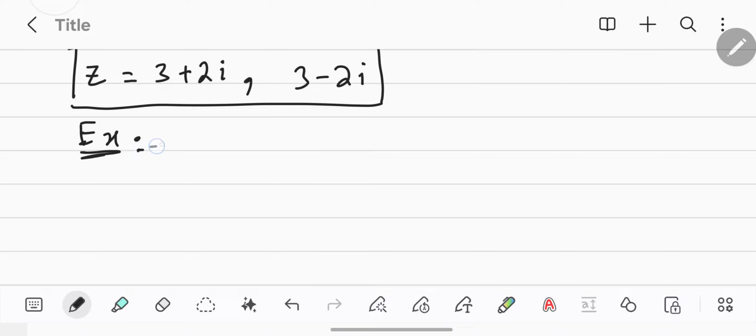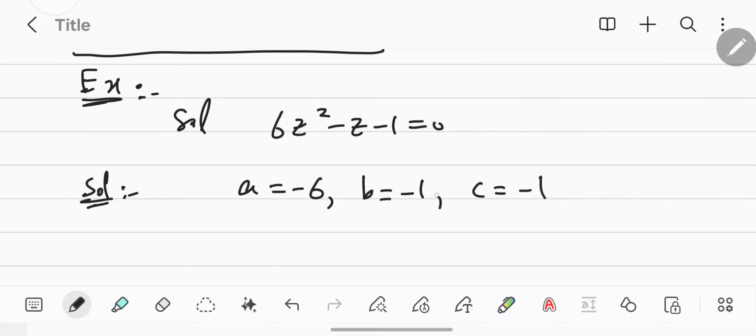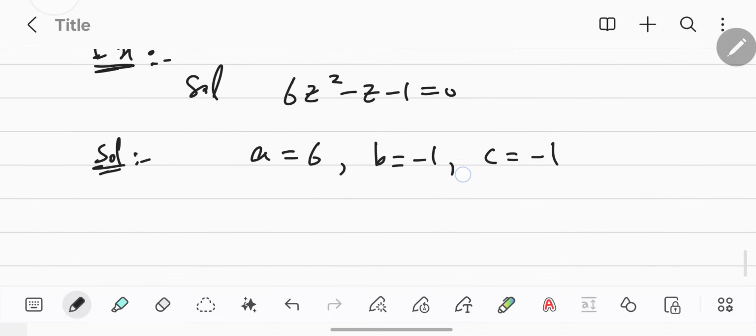So if we are asked to solve this equation, 6z square minus z minus 1 is 0, what will you do? Here is the solution. Here a is equal to 6, b is equal to minus 1, c is equal to minus 1. a is equal to plus 6 because a corresponds to the coefficient of z square, b corresponds to the coefficient of z, and c is the constant. So a, b, c are found from the given equation.